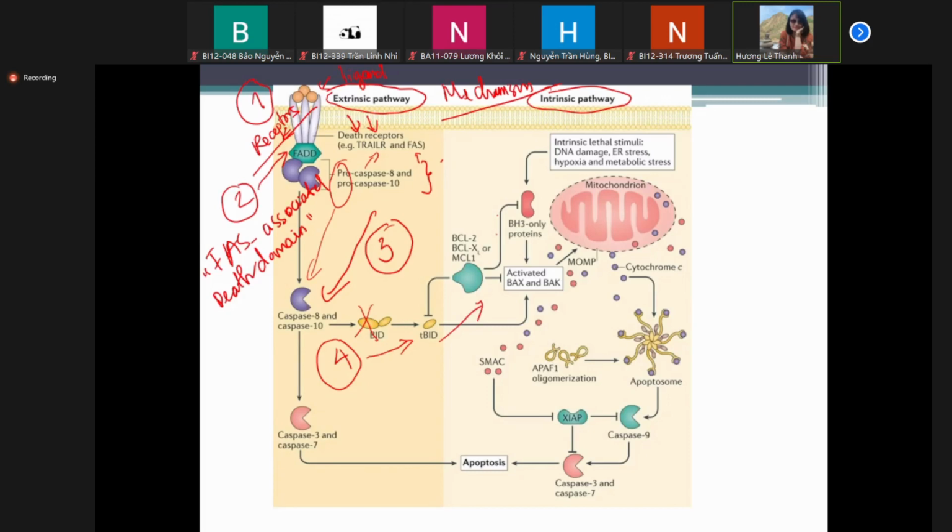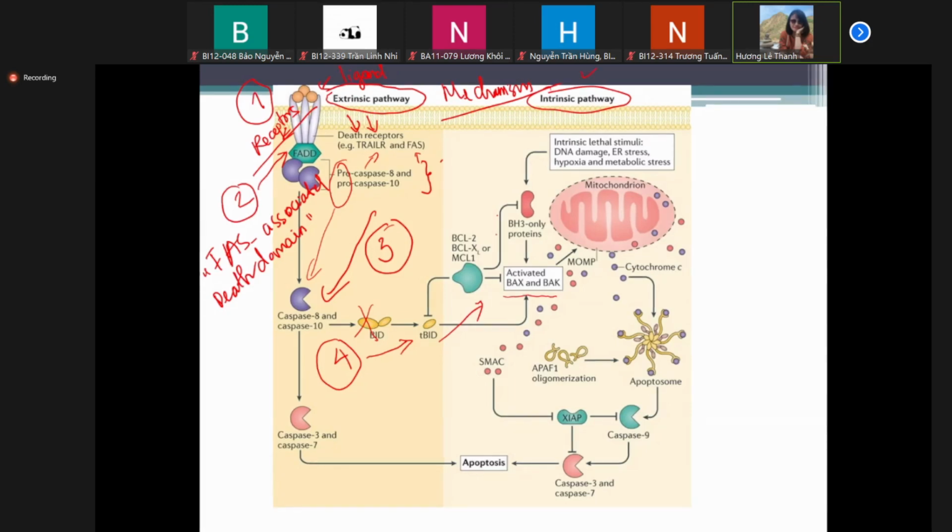Steps number 1, 2, 3, and 4 are unique to the extrinsic pathway. But after they release the tBID and it goes to the mitochondria, it will activate the BAX and BAK proteins here. This is where they share information with the intrinsic pathway.